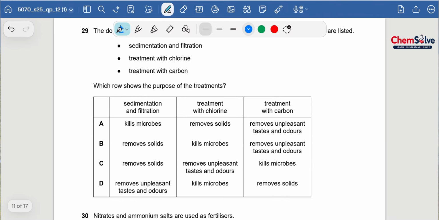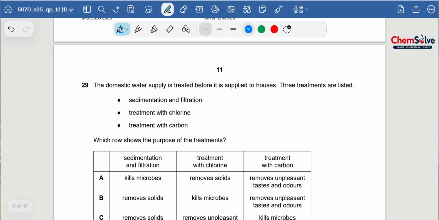Now move to 29. Okay, the domestic water supply is treated before it is supplied to houses. Three statements are listed: sedimentation and filtration, treatment with chlorine, treatment with carbon. Okay, why do we use sedimentation and filtration? We use sedimentation and filtration to remove solids. Okay, why is the treatment with chlorine done? It is used to kill microbes.